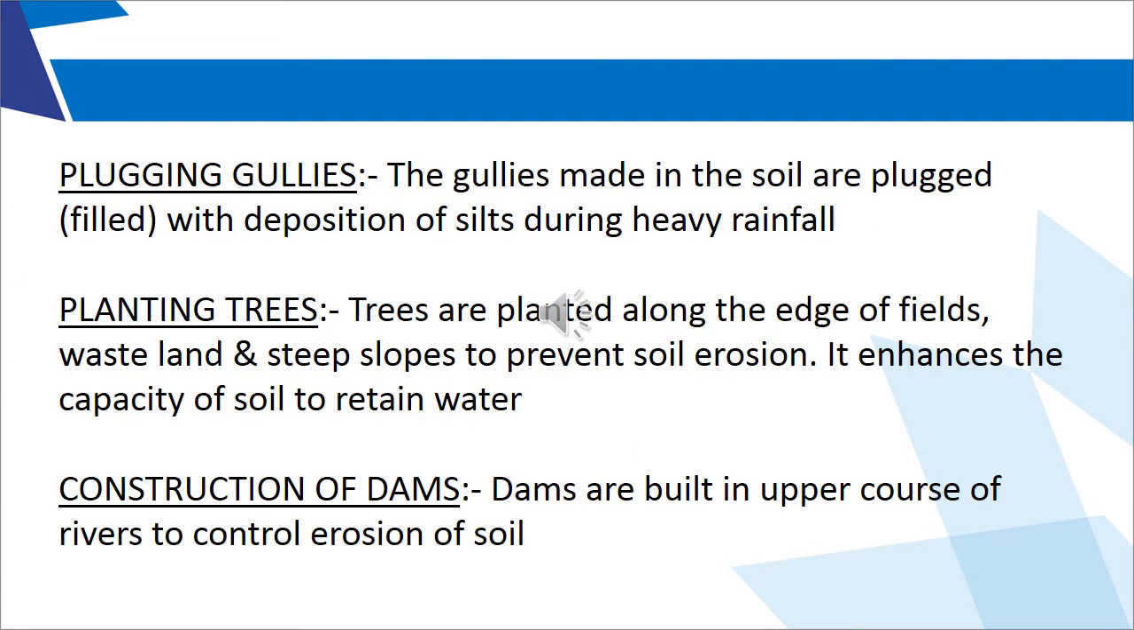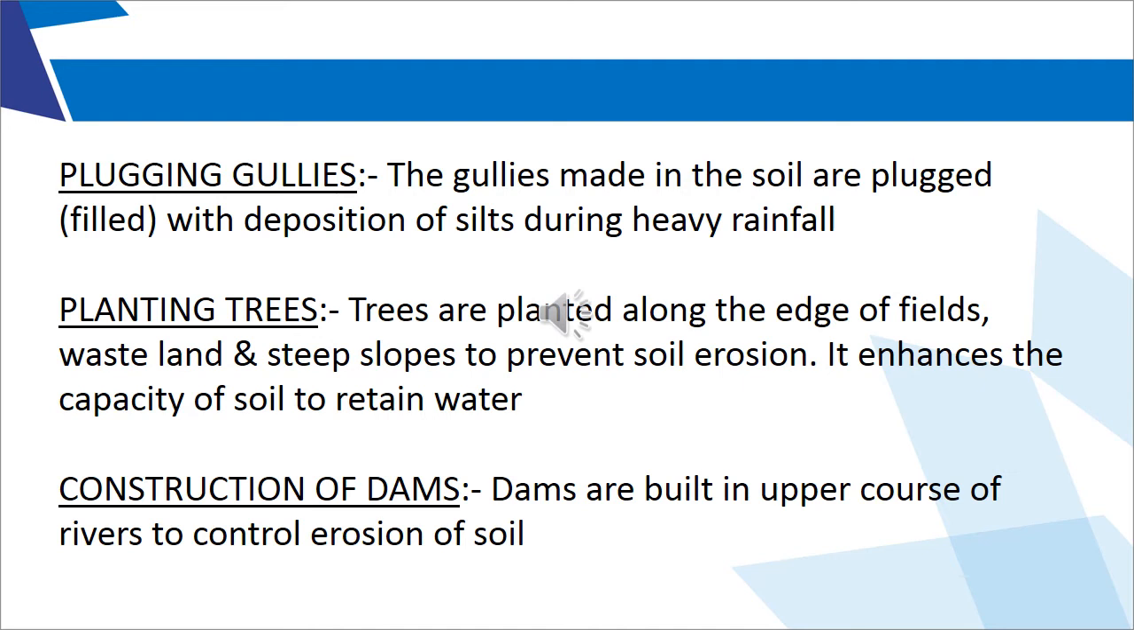Now let us see what the methods are to reduce water erosion. The first one is plugging of gullies. The gullies which are made due to water erosion are filled or plugged with silt. This is basically to ensure that during heavy rains these gullies do not become further deep.